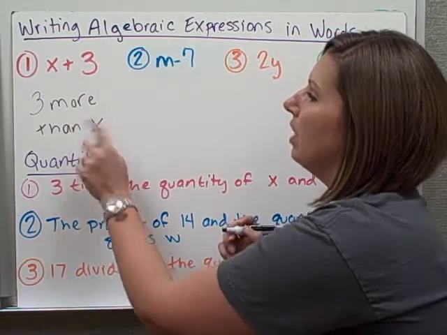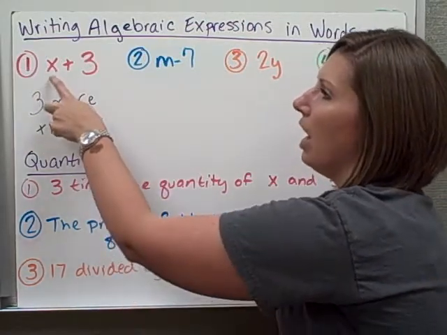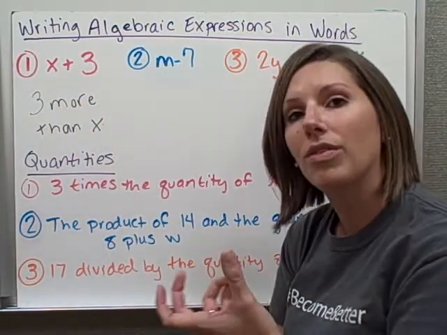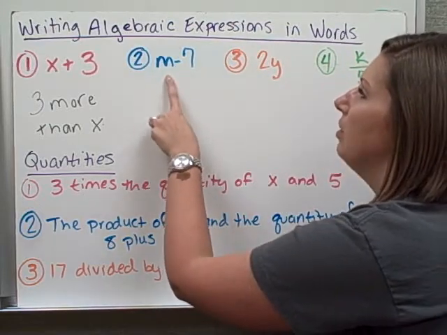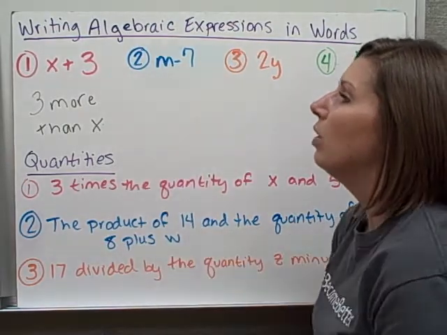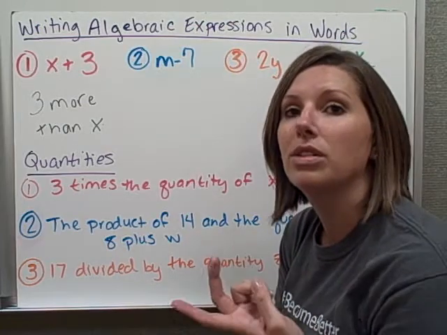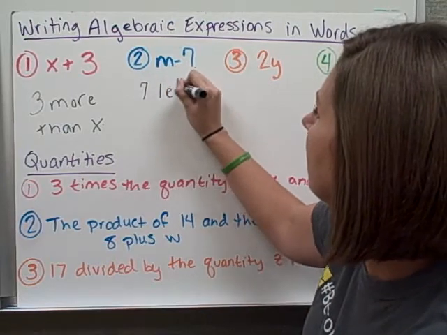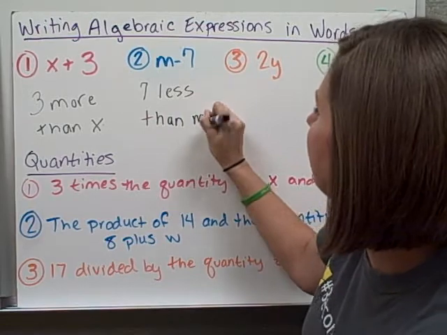And remember, more than means to reverse the order. So even though you see the x coming first in the problem, more than is signaling to you to reverse the order. So number 2, I could say m take away 7, m subtract 7, or I could use the phrase less than. If I use the phrase less than, I need to reverse the order. 7 less than m.